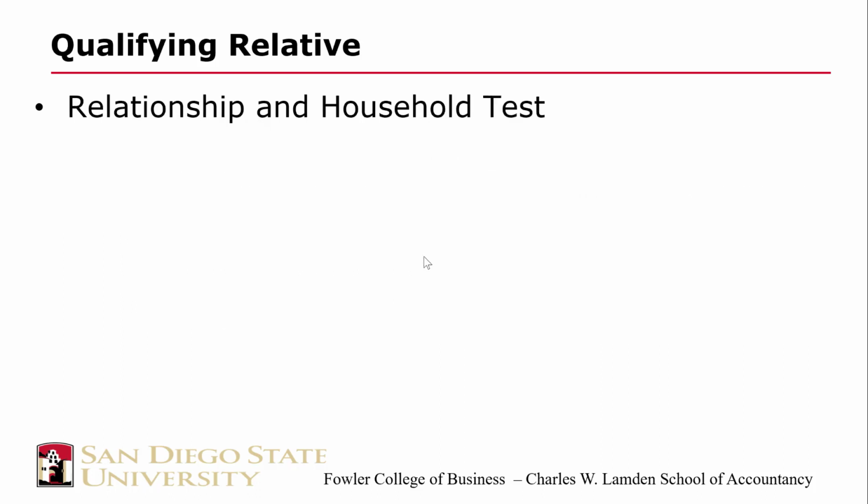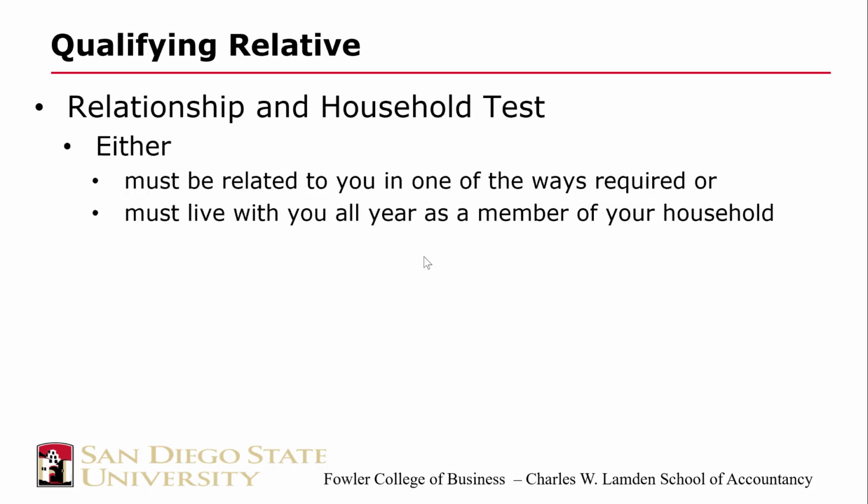Next, pass the relationship and household tests. Okay, you must either be related to you in one of the required ways, and we'll talk about what those are, or you must live with the taxpayer all year as a member of that household. Okay, so let's think about that. You either need to be related or you're unrelated. That's why you don't have to be a relative to be a qualifying relative, but you lived the entire year as a member of that household. Here's the magic relatives list.